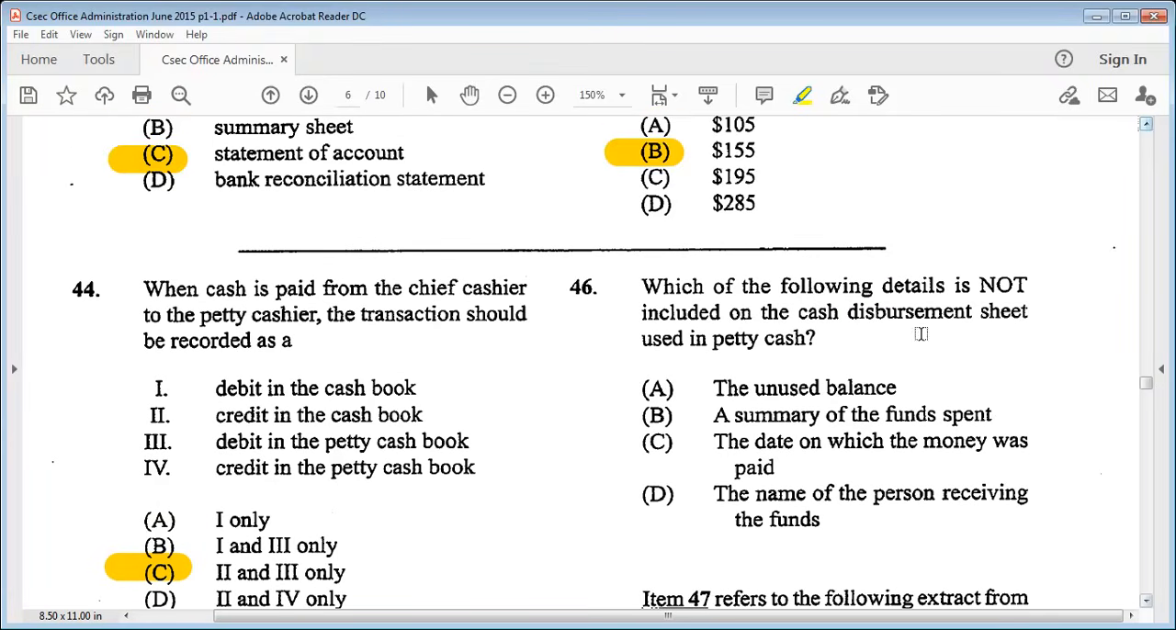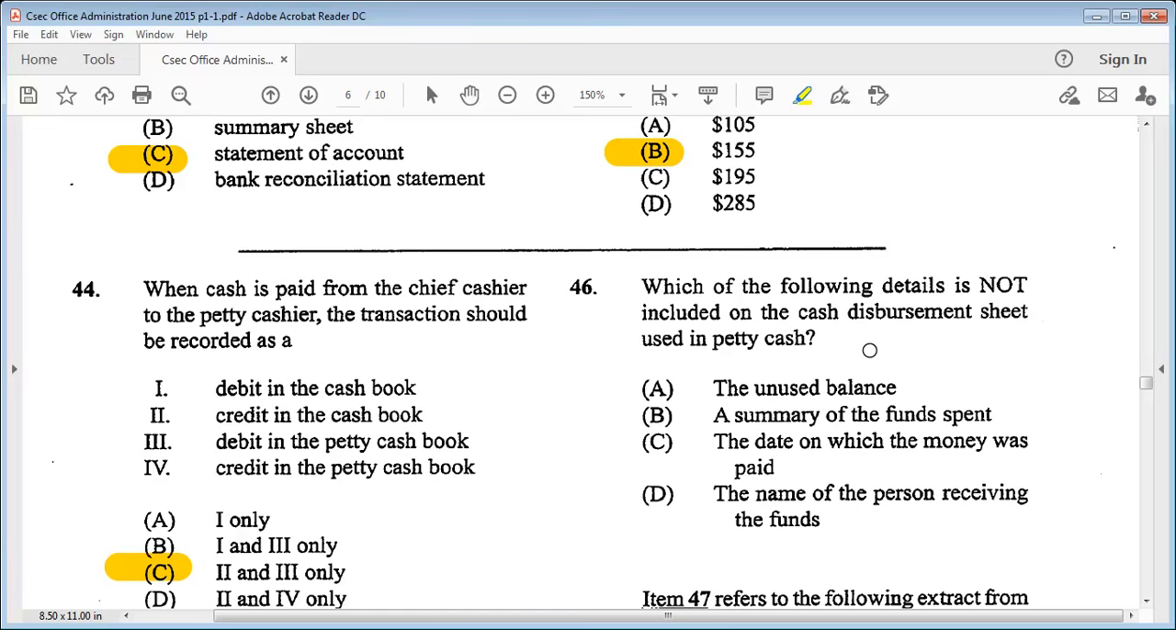Says, which of the following details is not included on the cash disbursement sheet used in petty cash? A. The unused balance. B. A summary of the funds spent. C. The date on which the money was paid. D. The name of the person receiving the funds.